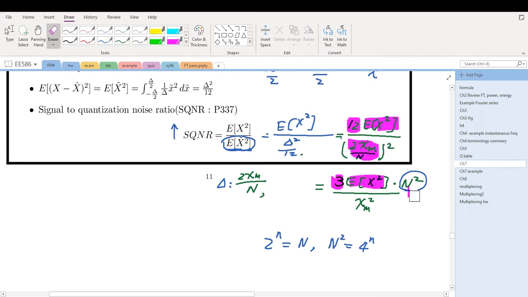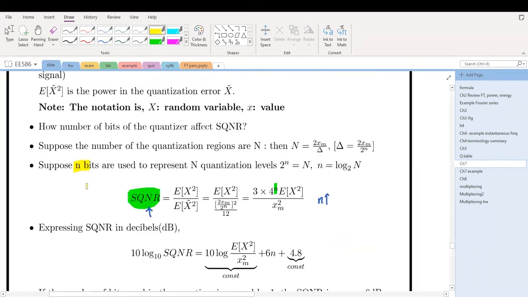Our derivation shows that SQNR is related to the number of quantization levels. If the quantization levels increase, the SQNR increases. That is desired. Next, let's introduce the relationship of the number of bits for the quantizer and the number of quantization levels in a quantizer.